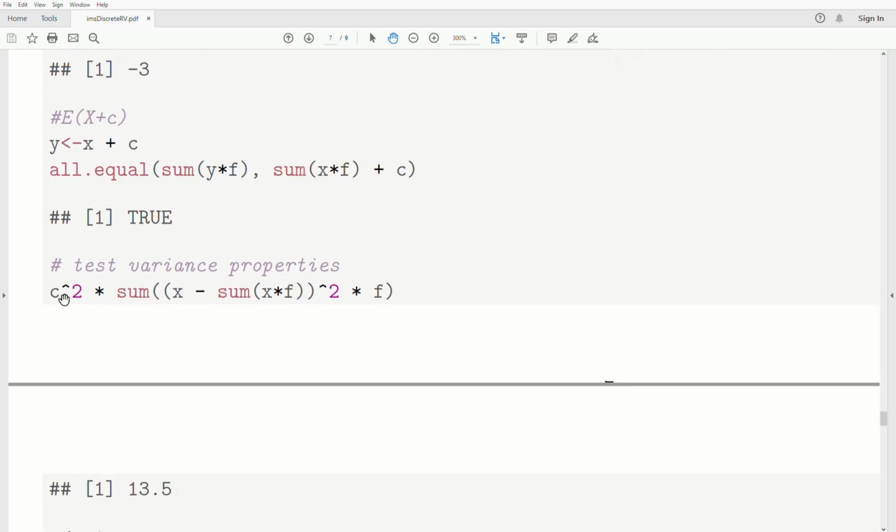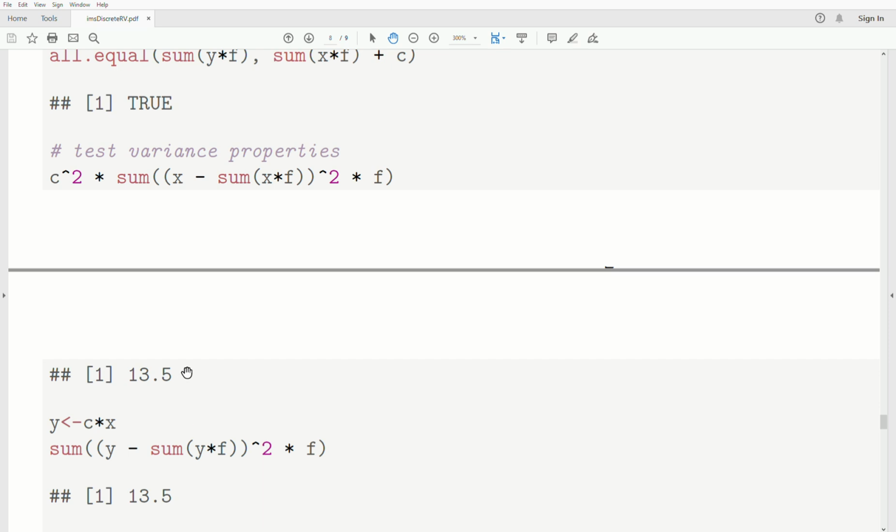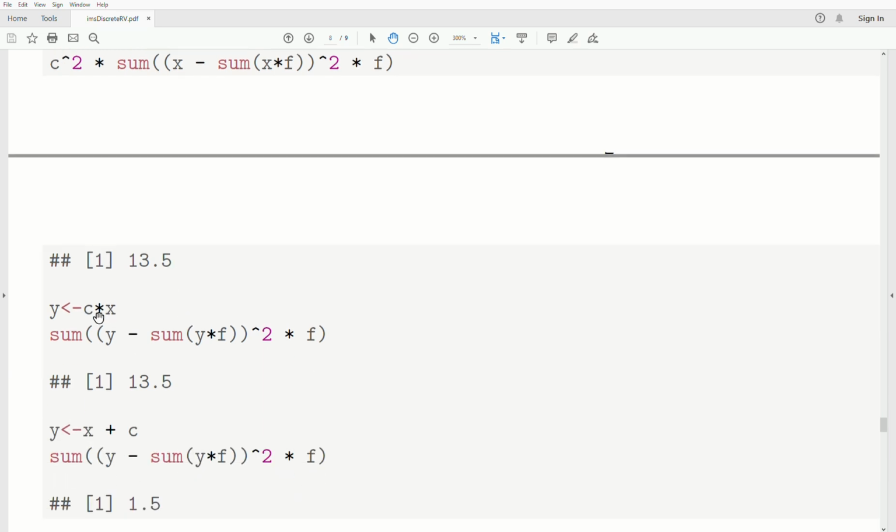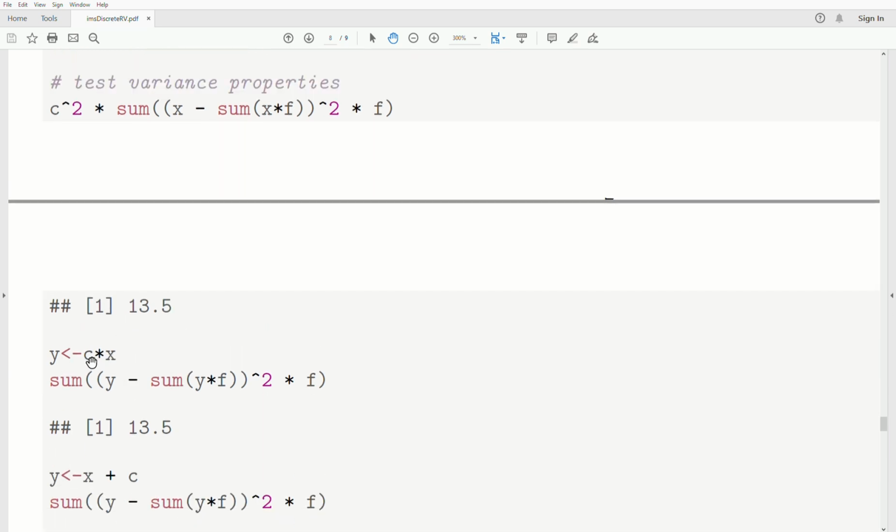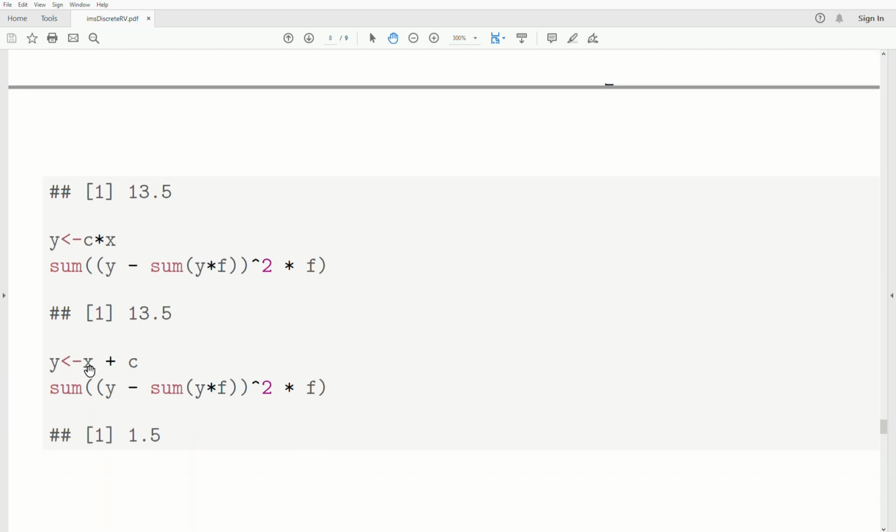If we look at the variance property, we have C squared times the variance, that's what this is, and you get 13.5. But if we created a variable Y, which is C times X, and then found the variance of it, we get 13.5, which is the same. We have X plus C, assign that to Y, and then find the variance of Y. It's 1.5, which is the same as the variance of X.